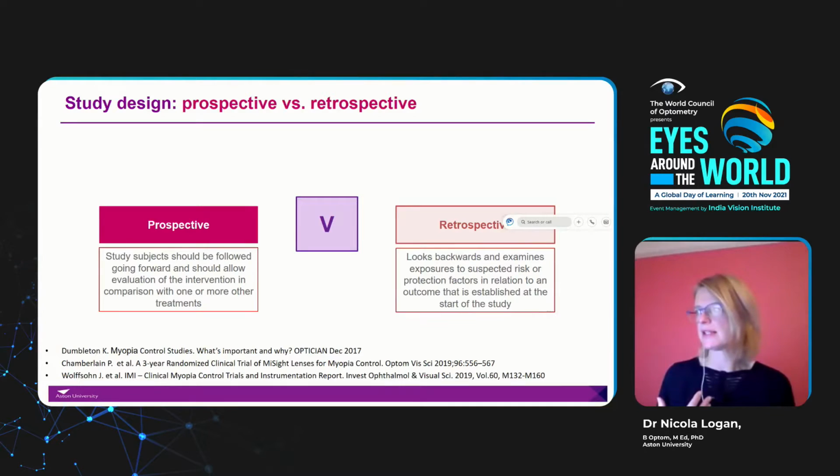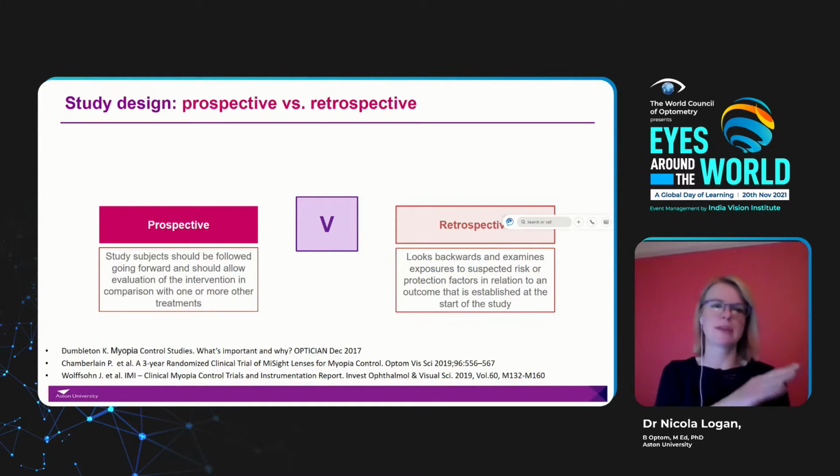A retrospective study is where we have children who've had some sort of intervention, we know what their status is, but we look backwards at their chart or clinic records to see what's happened previously. And that's a retrospective study. Both are valid ways of looking at data, but a retrospective study might introduce some greater bias in terms of study results because we already know the final outcome.